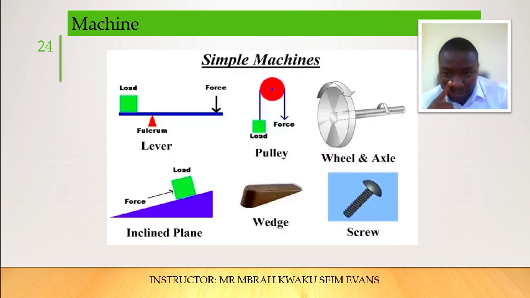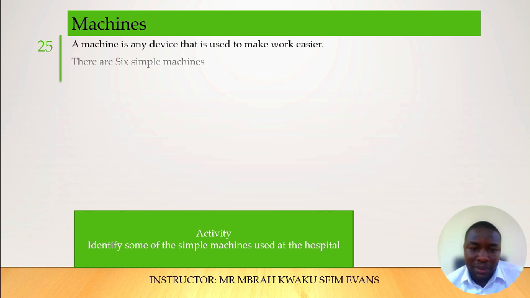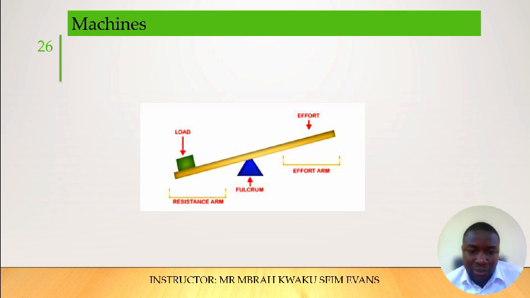What is a machine? A machine is any device that makes work easier. Now, for simple machines, we have 6 simple machines. We have a lever, an inclined plane, a wheel and axle, a pulley, a screw, and a wedge. These are examples of the 6 simple machines.